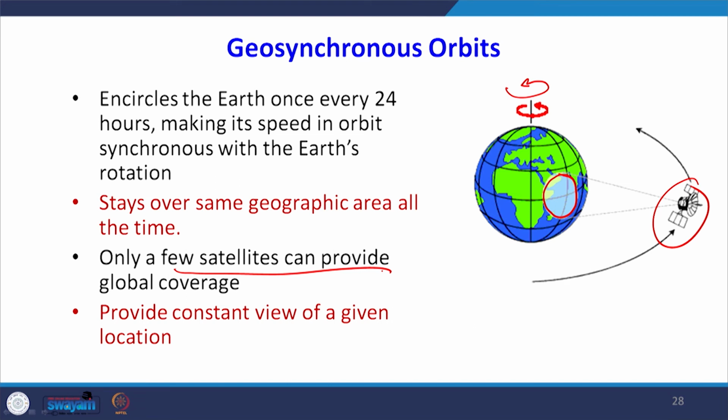But the advantage of this is the constant monitoring of the area, and that is very important when we are doing some kind of disaster management planning, when we are developing some kind of warning system, we need continuous monitoring of the area. Apart from this, these satellites are very useful for telecommunication purposes and other purposes as well. They are very useful to us in communicating.